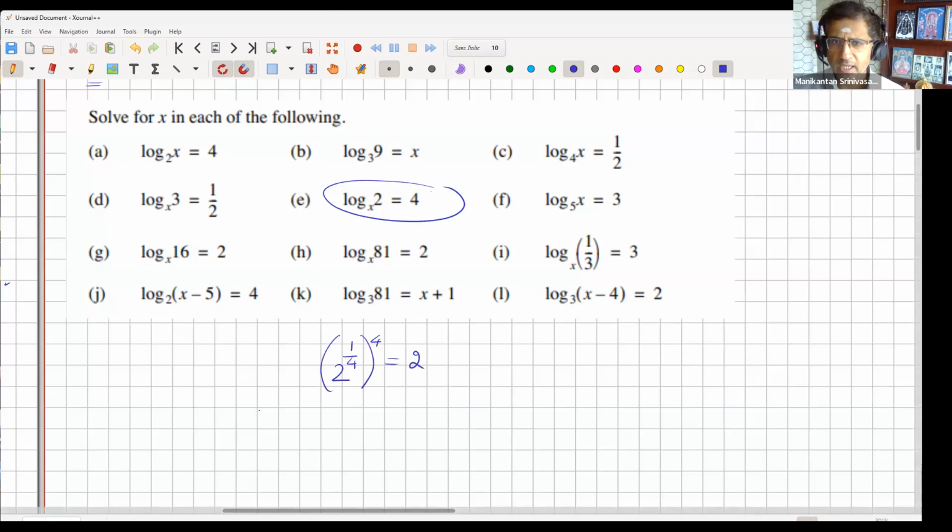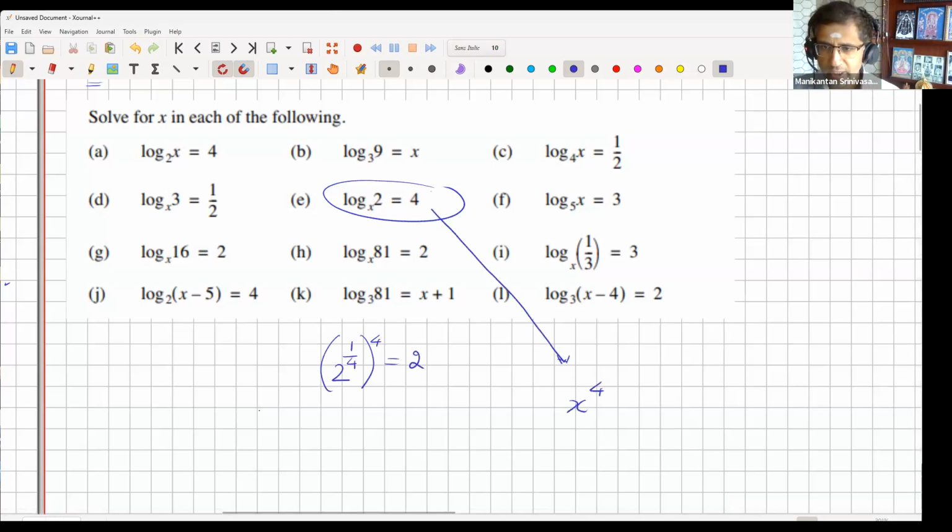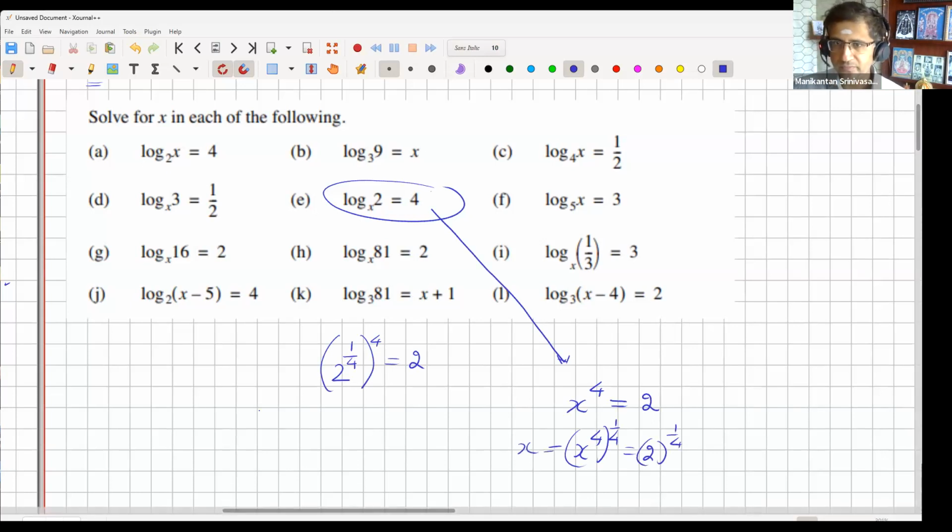Right. So the way to do this is x power 4 is 2. That's what this means, right? To get x, I'll raise both sides to the power 1/4. So the left-hand side just becomes x. So x is just 2 power 1/4, which is the fourth root of 2, if you want to write it this way.